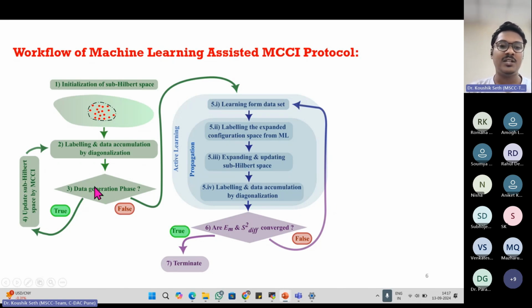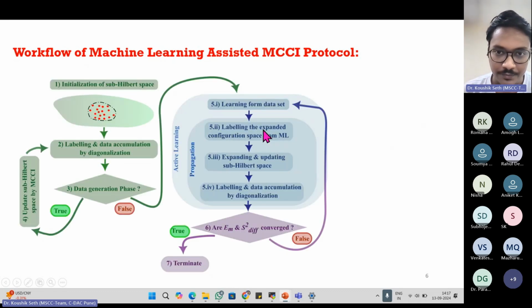So the first few iterations of our calculation are the data generation phase, where machine learning does not take place. So we update the sub-Hilbert space only with the Monte Carlo configuration interaction. Once the data generation phase is over, we go to the machine learning part denoted by the blue square.